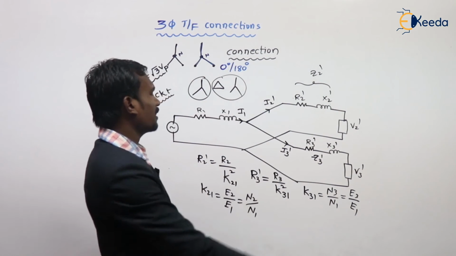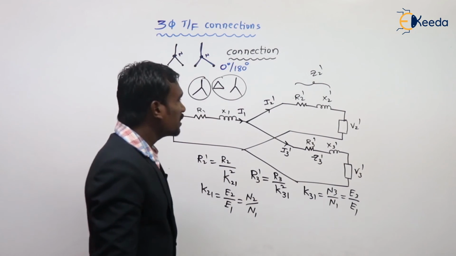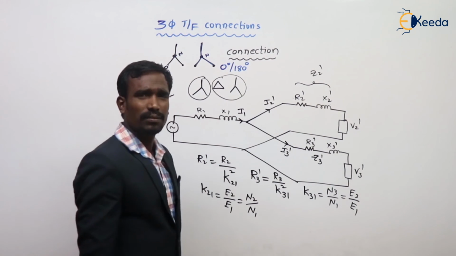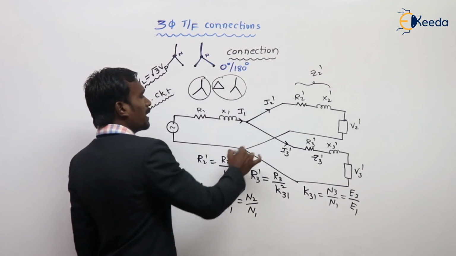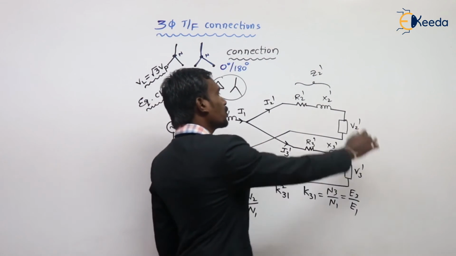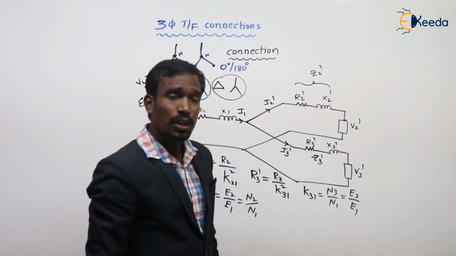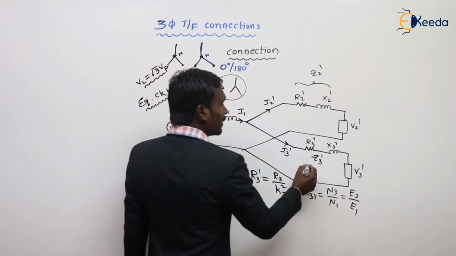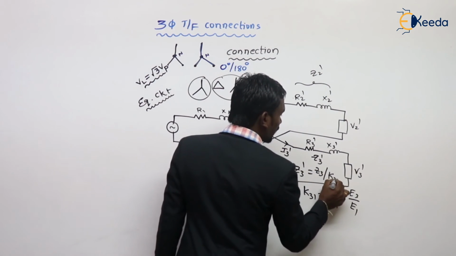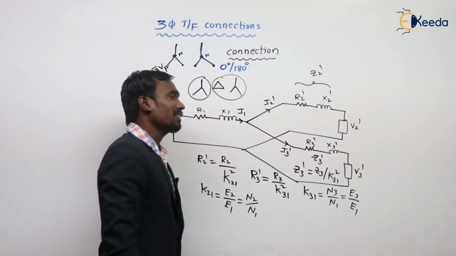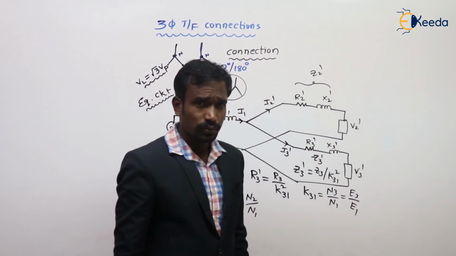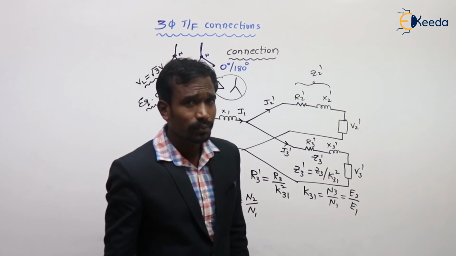K21 is, as usual, E2 by E1 or N2 by N1. Like that you can calculate all the values. This is the equivalent circuit of my tertiary winding, with only a single primary and two secondary windings. Z3 dash is equal to Z3 by K squared, where K is K31. Like that you can calculate all the values if they ask you. Are you okay?